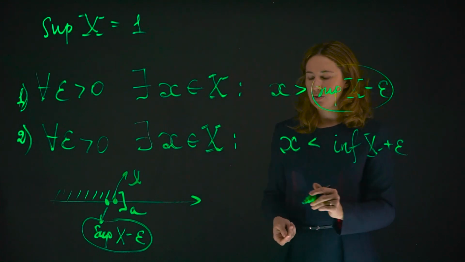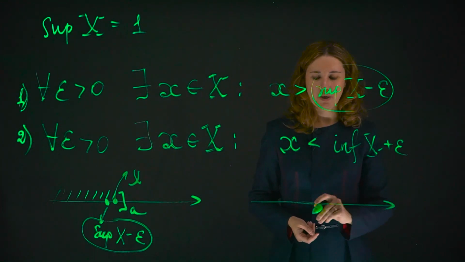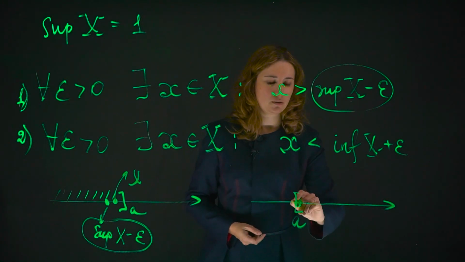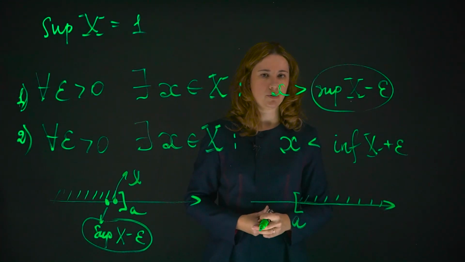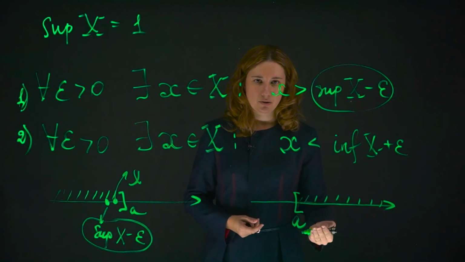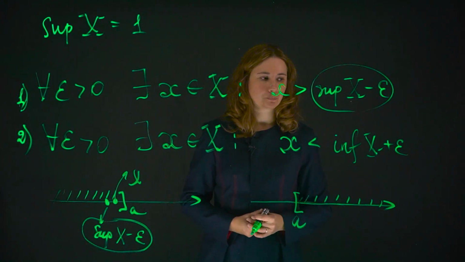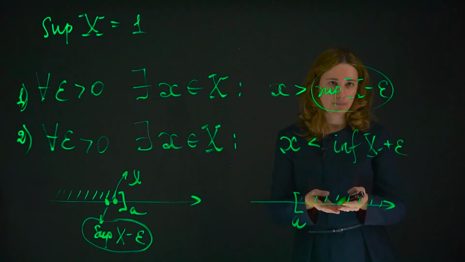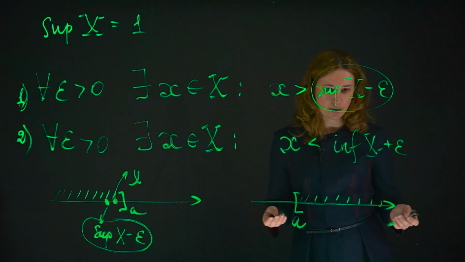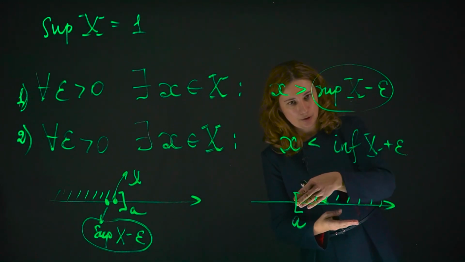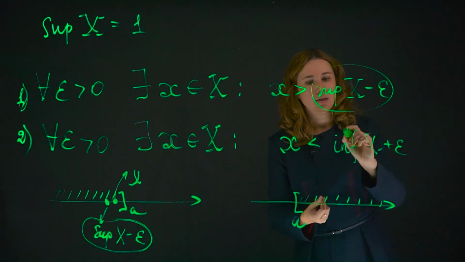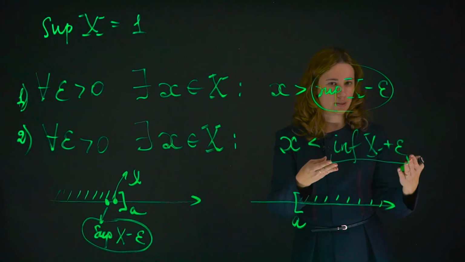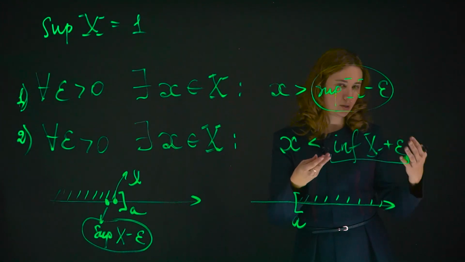And for this case, for example, suppose our set looks like this. Our set is bounded from below, and in this situation, a is our infimum. And as you see, for all elements x, x is greater than or equal to a. Now, let's mark this value, infimum plus epsilon. Epsilon is a positive number.